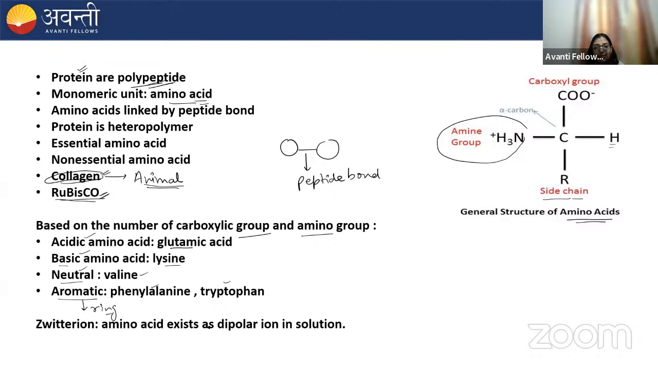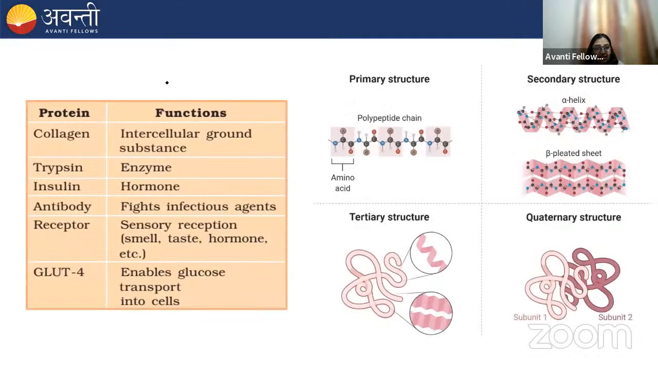Zwitter ion: amino acids exist as a dipolar ion, that is, they have a positive charge and a negative charge when dissolved in water. Proteins have four types of structure: primary structure, secondary structure, tertiary structure, and quaternary structure. Primary structure shows you the sequence of amino acids. They consist of a polypeptide chain.